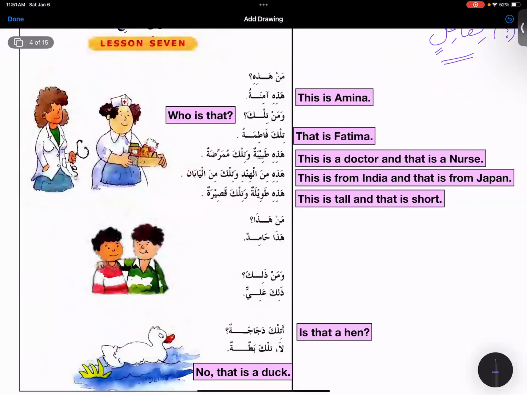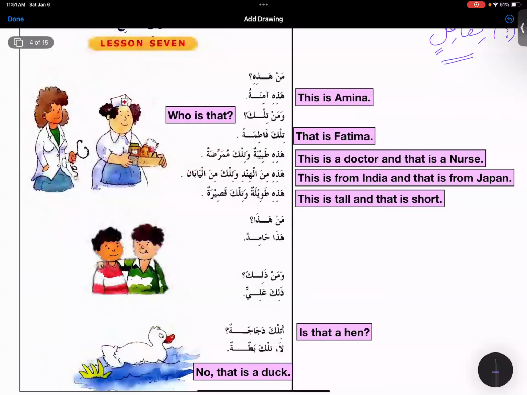Next one. Hazihi Amina. This is Amina. Again, very good, it's female. Wa man tilka? Who is that? Tilka Fatima. That is Fatima. Yeah. Hazihi tabiba wa tilka mumarrida. Am I saying it right? Tabiba, yeah.